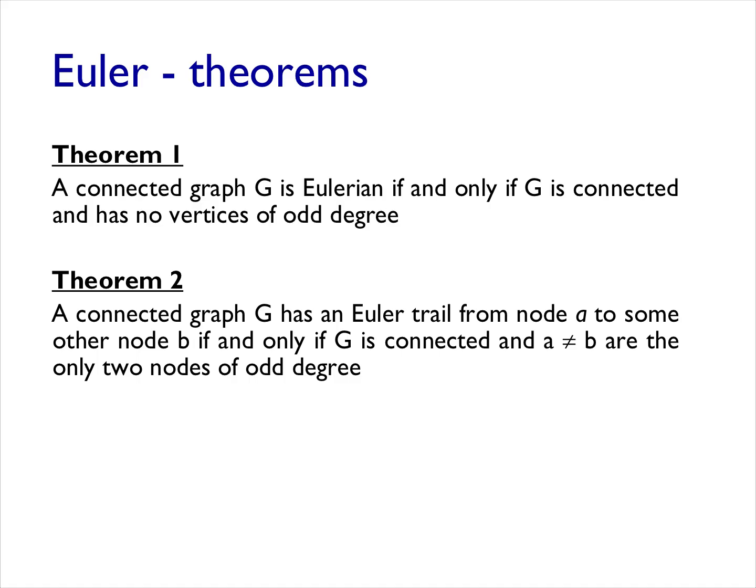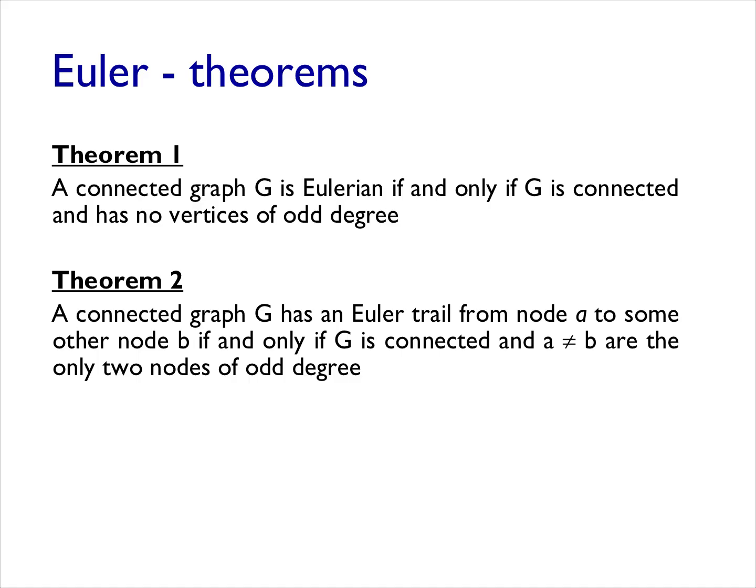The second theorem says that if a graph has an Euler trail, meaning an Euler path. The guy here likes to use different English words. So that's not a closed one, that's an open one. You start at one place, you finish at another place. So if it has an Euler trail from node A to some other node B, that's for a connected graph. If and only if, he repeats the word connected again, if the graph is connected and for A not equal to B, those two start and end points are the only two nodes of odd degree.